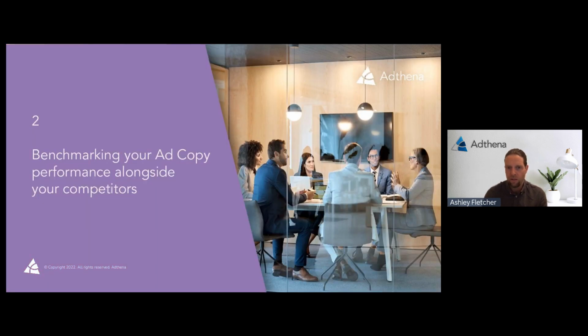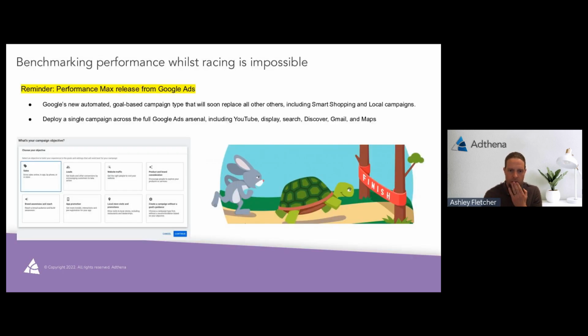So moving into the next part of the talk. So this is tip 2. So benchmarking your ad copy performance alongside your competitors. Often we overlook this and we stay within our focus of our own brand all of the time. What we're trying to encourage here, and there are tools that can do this partially with auction insights and keyword tools as well, is to give you a slightly broader view of what is happening in your market.